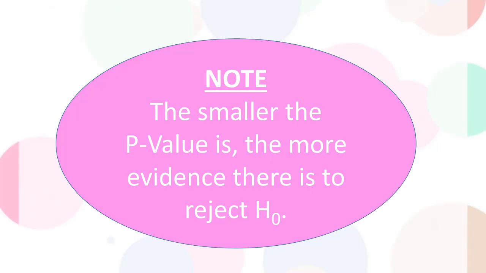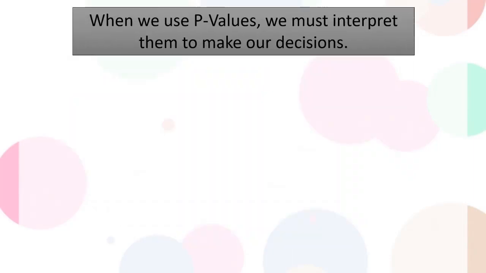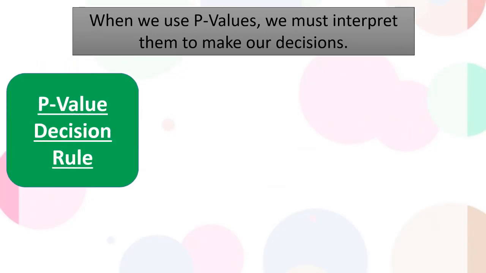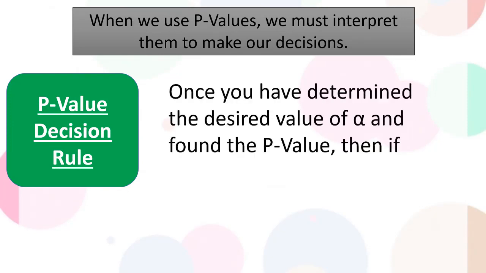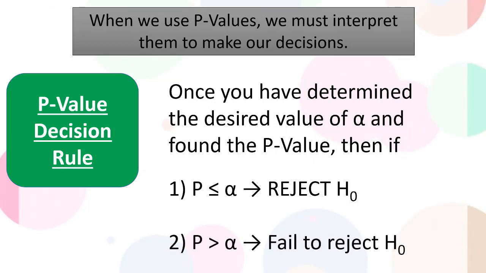Okay, so when we're using these p-values to figure out these hypothesis tests, we have to interpret them to make our decision. So we have something called the p-value decision rule. The p-value decision rule goes like this. Once you've figured out the desired value of alpha and found the p-value, then you're going to do a comparison test. If p is less than or equal to alpha, you reject H0. If p is greater than alpha, then you fail to reject H0.